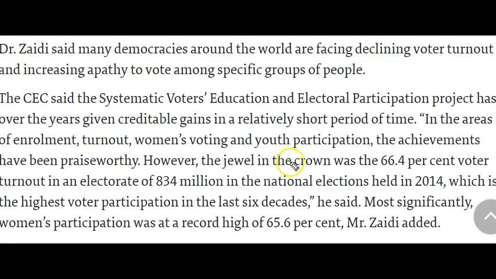Because of the various steps taken by the Election Commission of India, in the 2014 general elections, voter turnout was 66.4%. 66.4% voter turnout has been achieved in the 2014 general elections. So it is the highest voter turnout or participation in the last 6 decades. So it is one of the important achievements of the Election Commission of India.